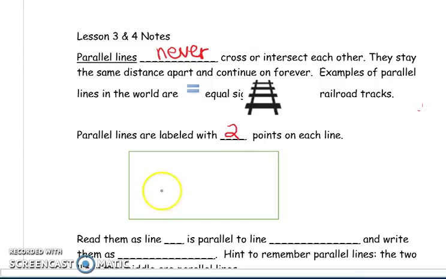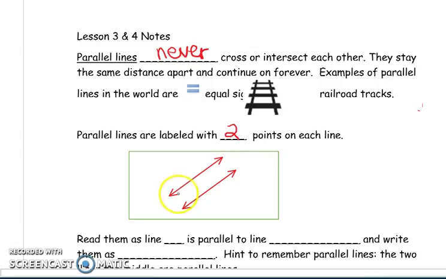So I'm going to draw one line this way. Erase this one I did here. And then I'm going to draw another line right here. And I see that they're an equal distance apart in between. And they will never crisscross each other no matter how long I extend those 2 lines. Okay? So they're labeled with 2 points each.